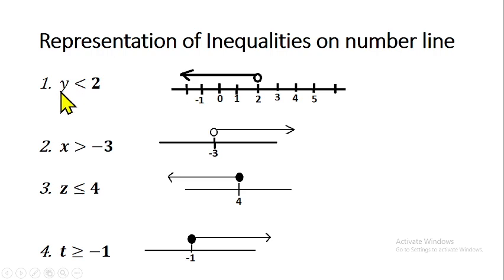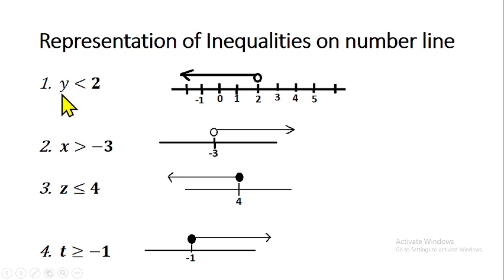Okay, let's try to see this one on the number line. Now I'll draw the number line. I will locate my 2. Then where will my arrow go, or where will my arrow face? You can see that this arrow here is facing this side. Why? You can do this by interpreting these inequalities like I did in the previous slide.